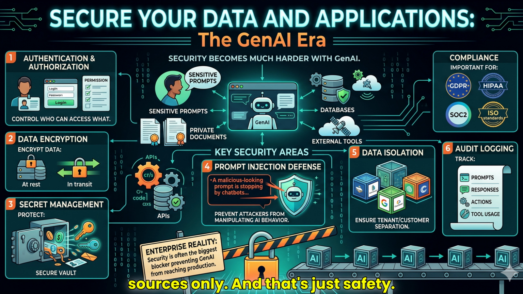And that's just safety. Security is a whole other beast entirely. Generative AI introduces massive new security vectors into an organization. You are suddenly dealing with sensitive prompts, private documents, and external APIs all communicating simultaneously. This requires bulletproof data encryption, strict data isolation so one customer's data doesn't mix with another's, and intense prompt injection defense. In reality, proving compliance with strict standards like GDPR or HIPAA through detailed audit logging, that is often the single biggest blocker preventing a Gen AI project from ever seeing the light of day in production.